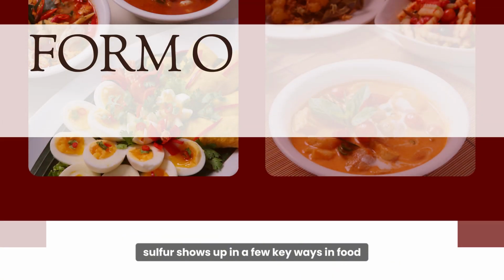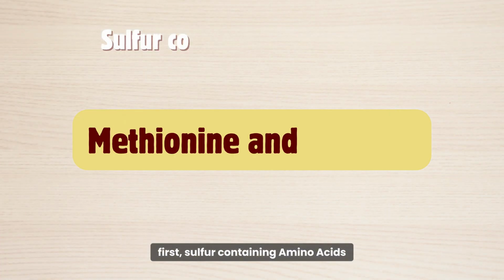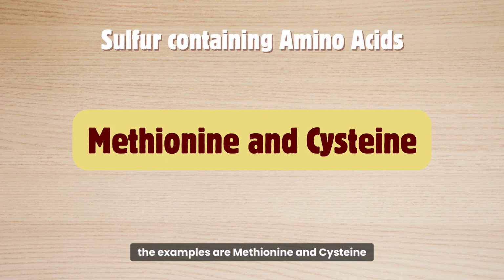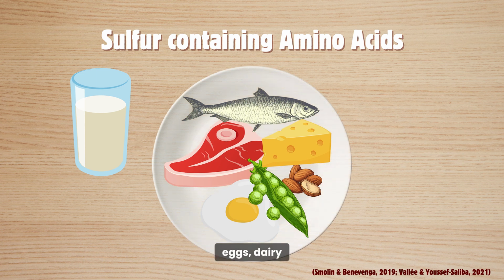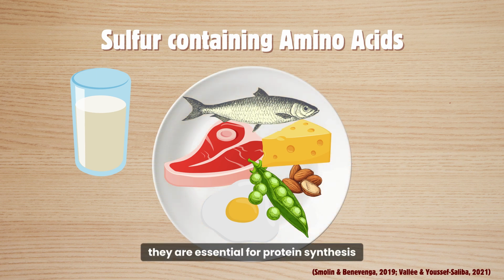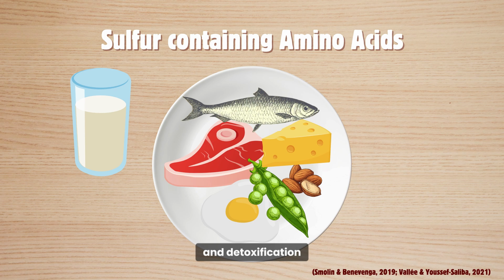Sulfur shows up in a few key ways in food. First, sulfur-containing amino acids. The examples are methionine and cysteine. These are found in food like meat, fish, eggs, dairy, nuts, and legumes. They are essential for protein synthesis and detoxification.